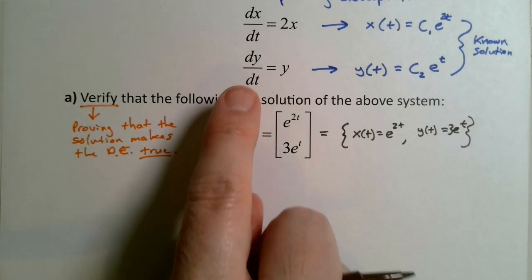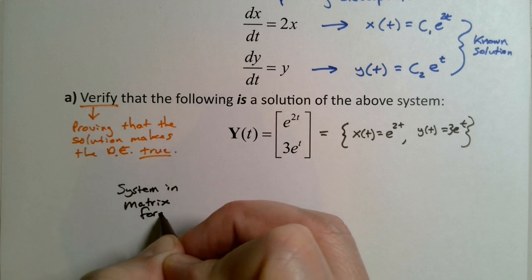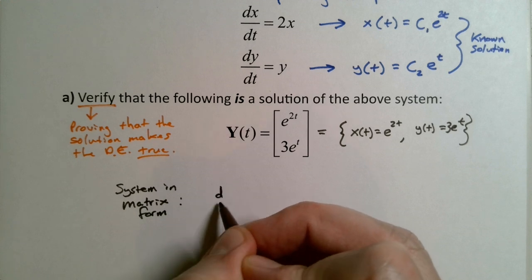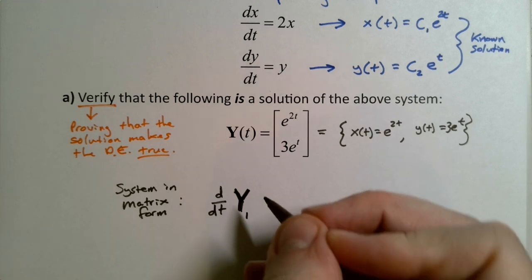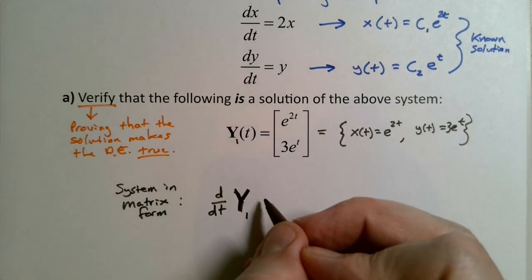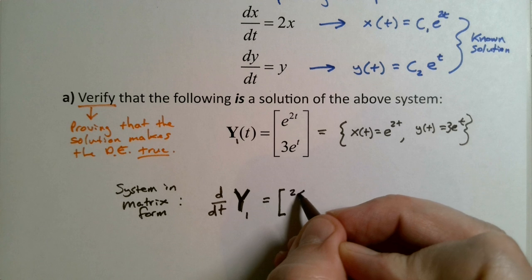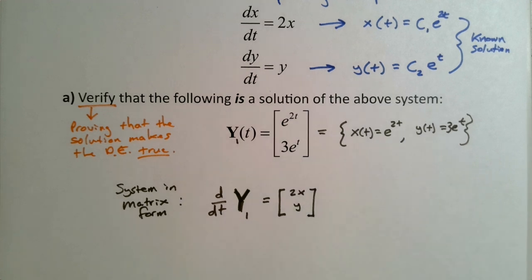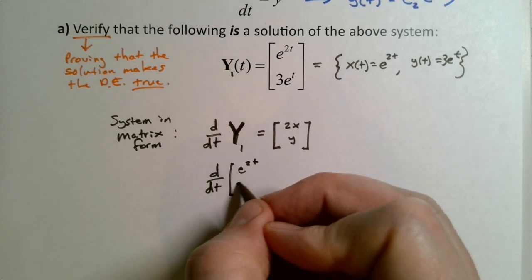So written in matrix form, our system would look like this. We'd take the derivative with respect to time of some solution, which we'll call capital Y, and we'll let this be y1 right there. So we should be able to show that if we take the derivative of that, derivative of x and y, that should be equal to 2x on top and y on bottom. That must be true. So what's our solution? Well, our solution, y1, is this thing right here. So that means we're going to be taking the derivative with respect to time of e to the 2t up there and 3e to the t down below.